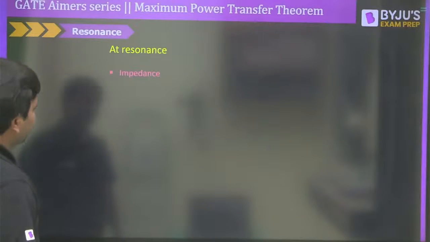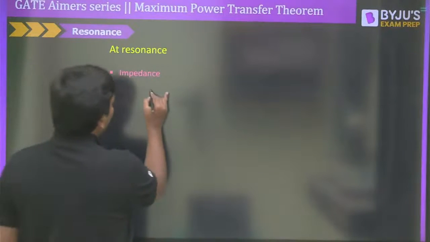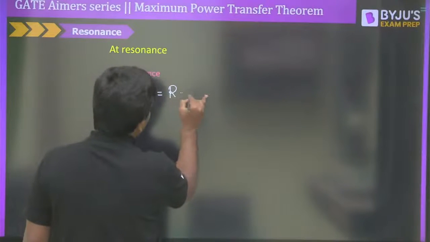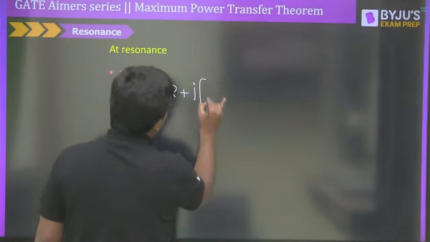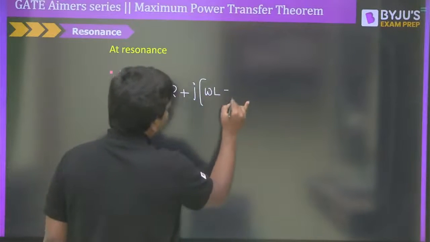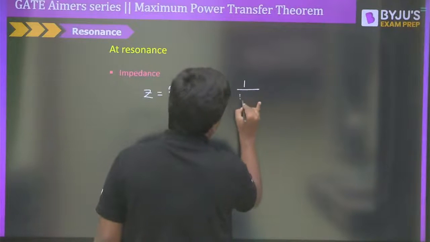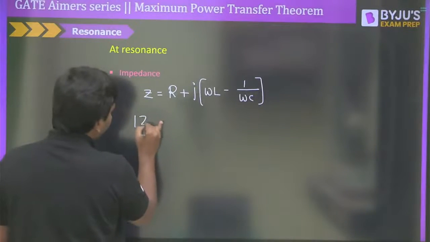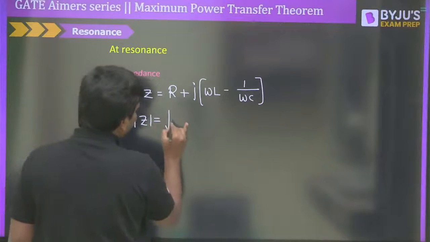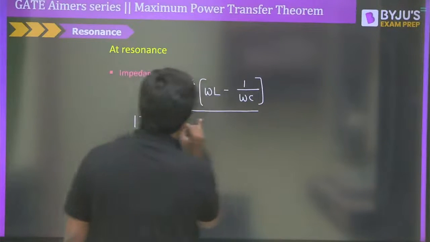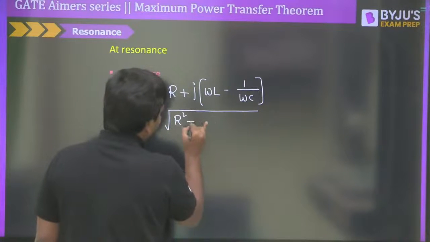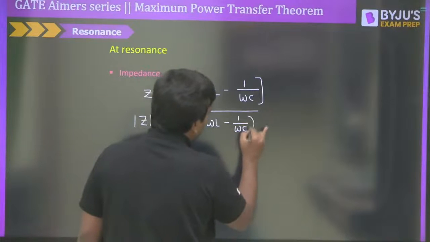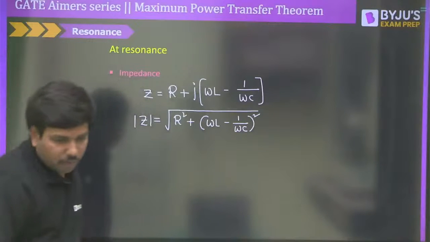Now at resonance, what is the impedance first of all? We have already seen that the impedance would be equal to R plus j into omega L minus 1 divided by omega C. Then if you calculate the magnitude of the impedance, the modulus of impedance would be written as under root of, look at this clearly, R square plus omega L minus 1 divided by omega C whole square. Clear? Very good.